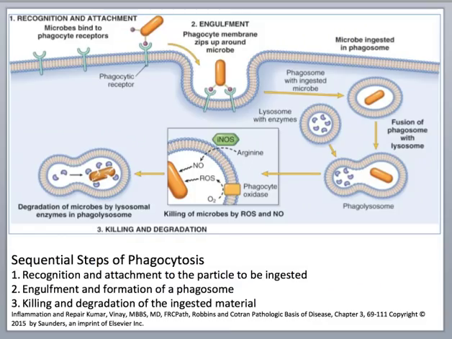This is a nice graphic that illustrates the sequential steps then in phagocytosis. Phagocytosis involves 3 sequential steps, including recognition and attachment of the particle to be ingested by the leukocyte, engulfment with subsequent formation of a phagocytic vacuole, and finally killing or degradation of the ingested material.